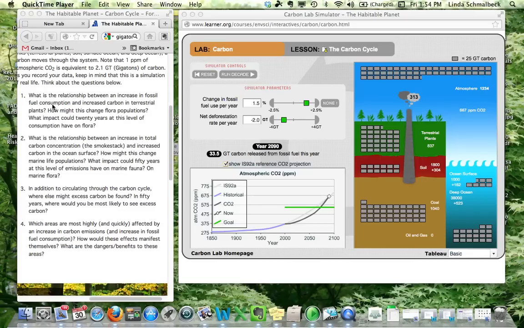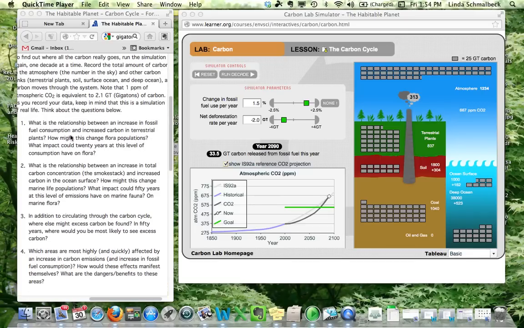For example, this question here, question number 1, what about the relationship between the increase in fossil fuel consumption? Where is that? Well, that's right here. That's 1.5% per year. You fixed it. So it's a constant increase, 1.5% per year. So what they're really asking is, does the amount of carbon that accumulates in the terrestrial plant reservoir or sink, is that also linear? Does it go up at a steady rate, or does it look different? So that's what that question is about.